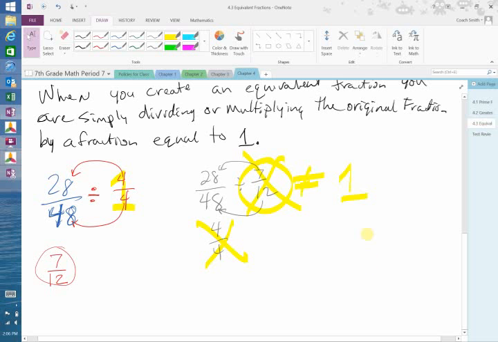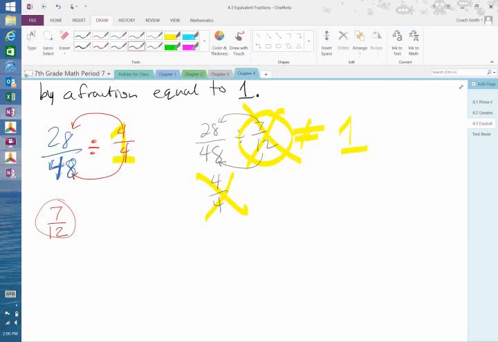All right, so it has to be equal to 1. Quade? I did mine 28 over 48 divided by 2. And did you go further than that? Yeah, I got 14 over 24. And now I do 7 over.